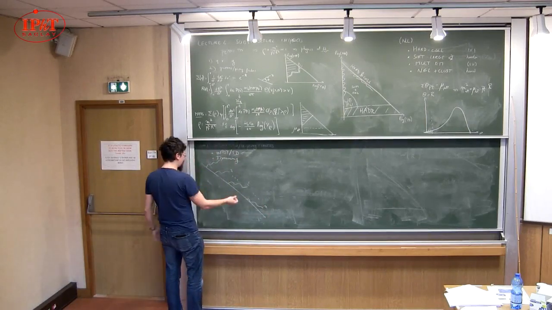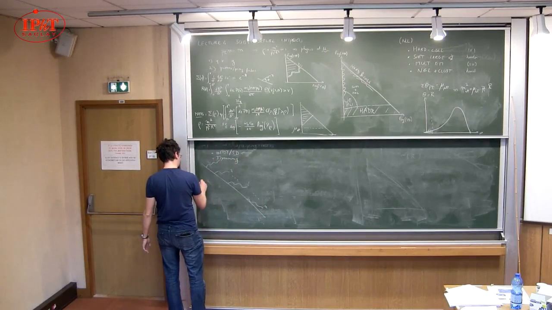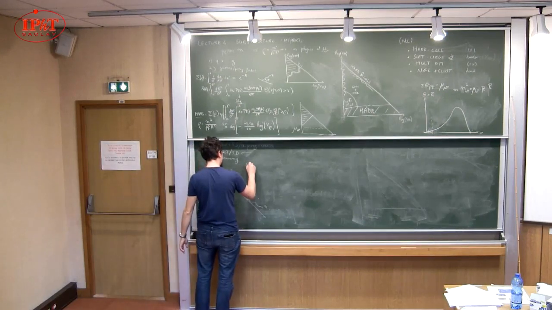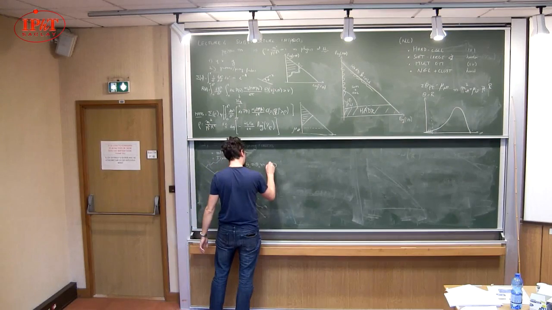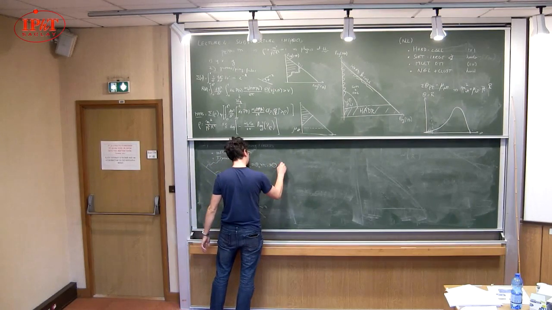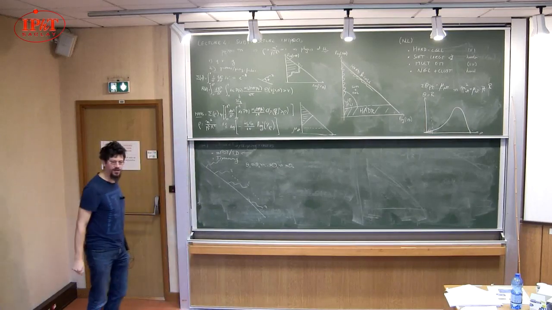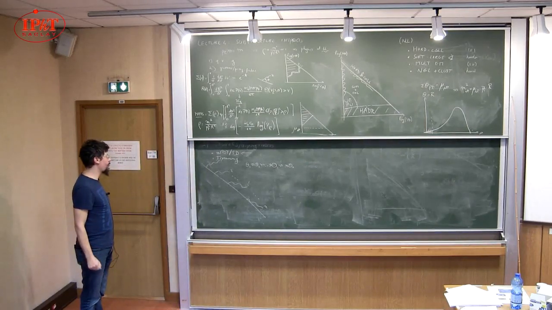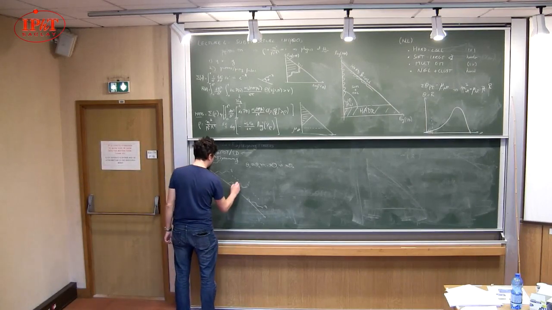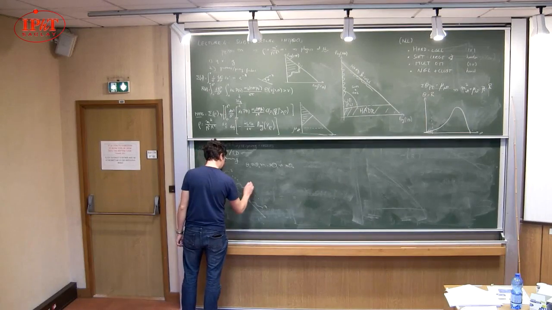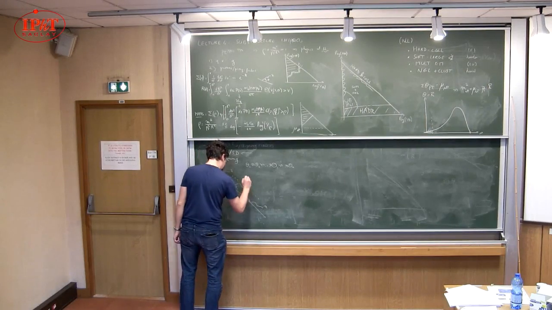So the way I drew this here is essentially that theta 1 is much bigger than theta 2. So I'm assuming my angles are ordered in this case. Now, at least at leading log, let me call every one of these angles theta i. The emission here is going to be z_i.